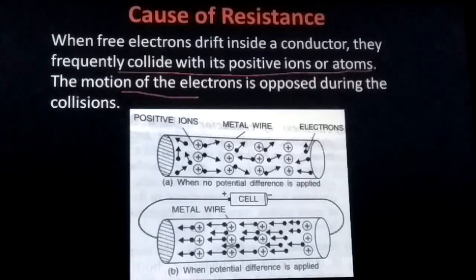Observe here, the motion of the electrons is opposed during the collision. So this point is to be remembered.